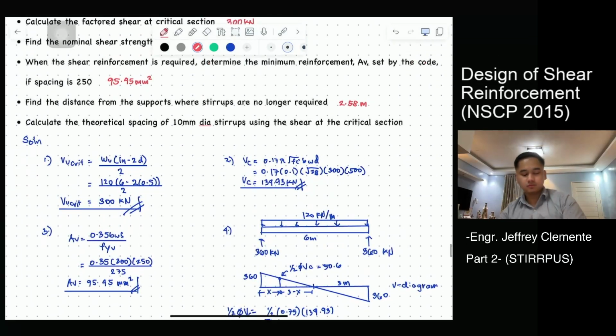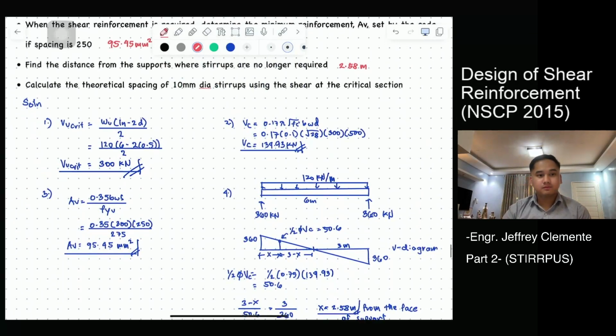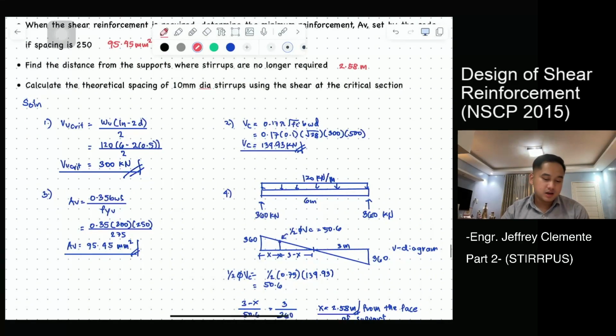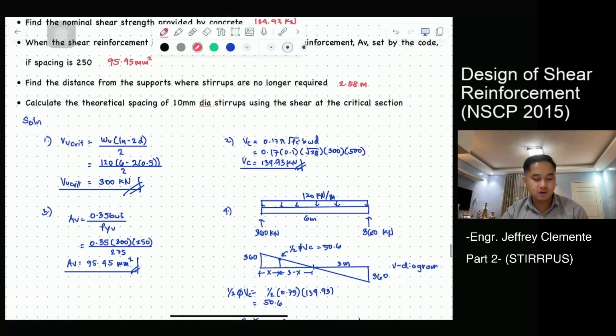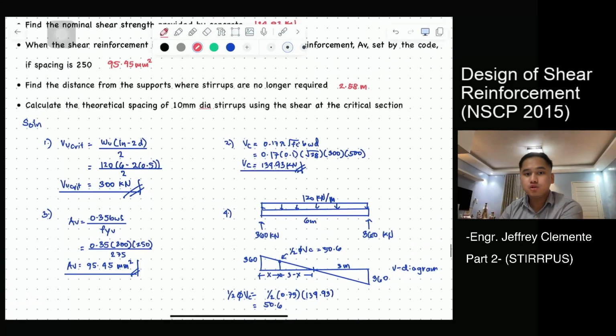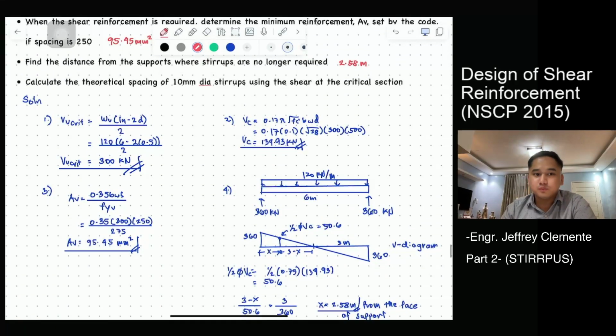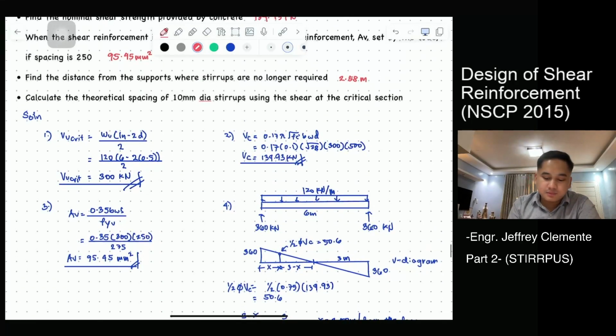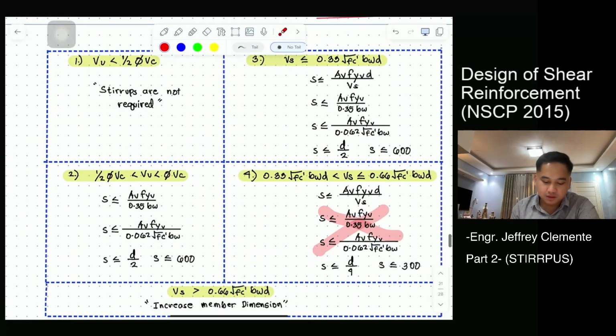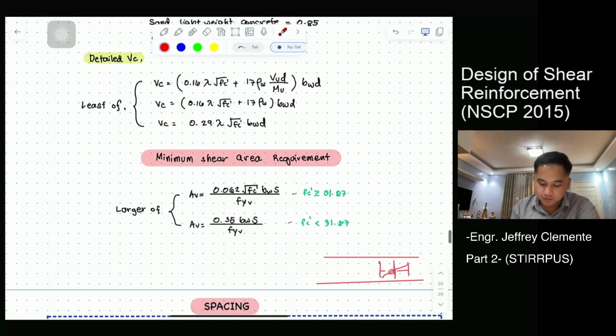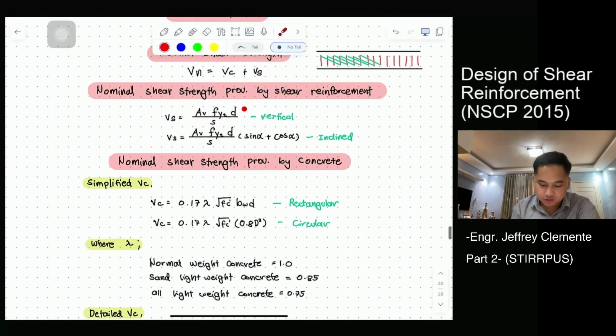Okay? Ayun lang. So now, for the last question, calculate the theoretical spacing of 10 mm diameter stirrup using the shear at the critical section. Okay, paano yan? Pinapahanap yung spacing gamit yung shear at critical section. So, ibig sabihin pinapagamit yung shear strength requirement. So, ano yung formula ng strength requirement? Diba, ang strength requirement natin, ito, VS. Diba? Yung S ang hinahanap.